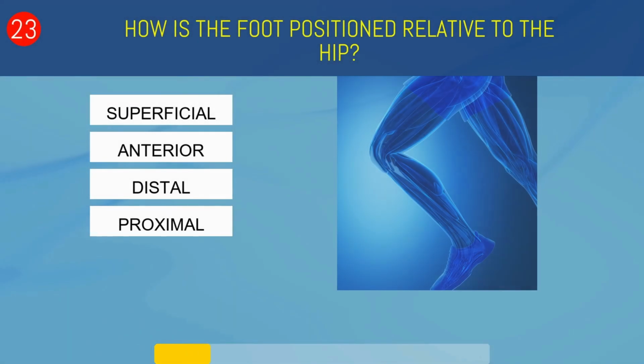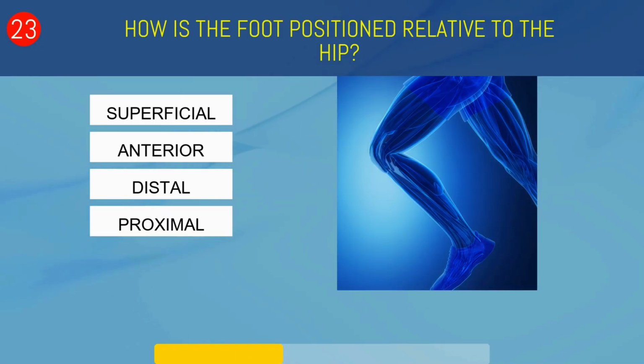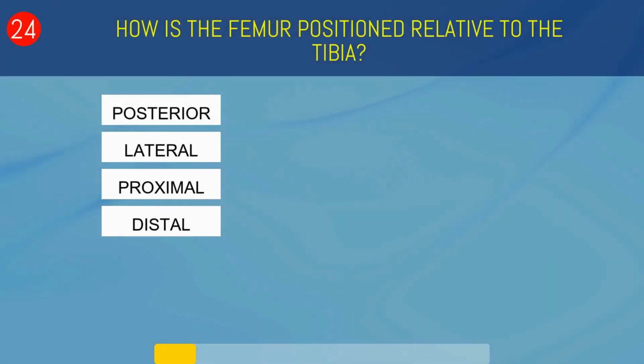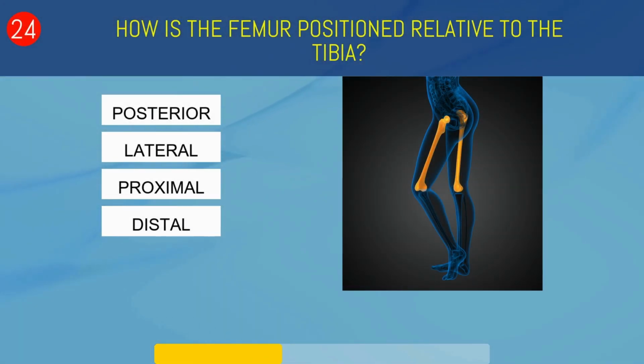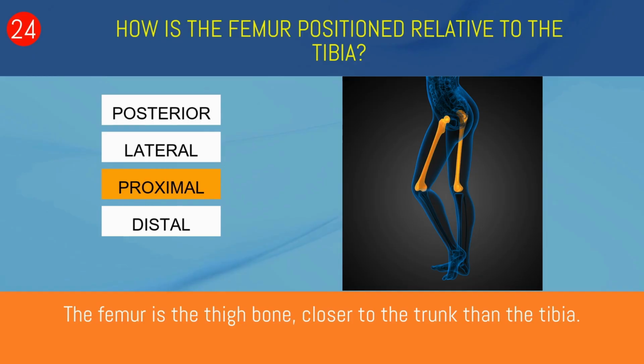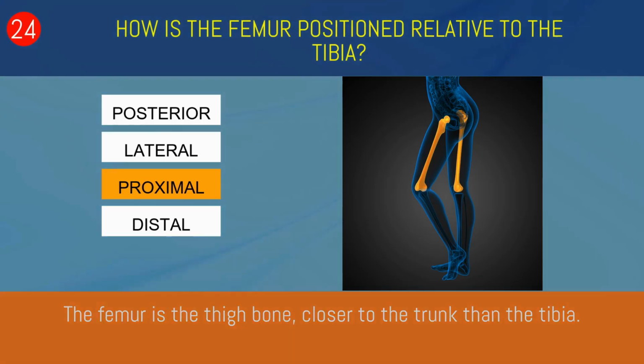How is the foot positioned relative to the hip? Superficial, anterior, distal, or proximal? Distal. The foot is farther from the trunk than the hip is. How is the femur positioned relative to the tibia? Posterior, lateral, proximal, or distal? Proximal. The femur is the thigh bone, closer to the trunk than the tibia.